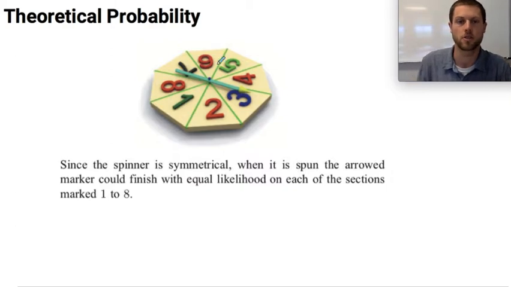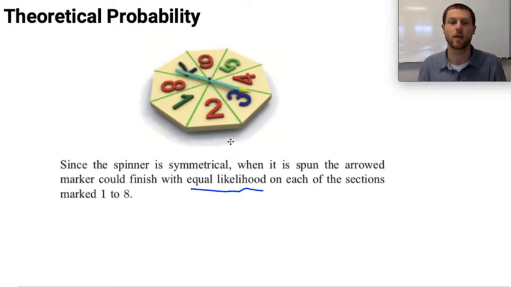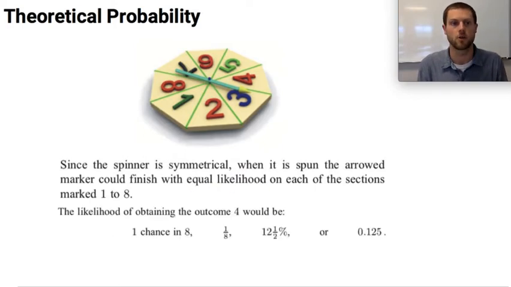So every single wedge has the same amount of space, so that when it's spun, the arrowed marker right here should finish, and could finish, with an equal likelihood on each of the sections marked 1 through 8. And the key here is that there's an equal likelihood that all of these things could happen. So if I were to say the likelihood of obtaining the outcome of a 4, landing on a 4, it is 1 chance out of 8, or 1/8 of a chance, or 12.5% chance, or we could say 0.125 probability. All 4 of these things represent the same general idea of the likelihood of this thing landing on a 4.